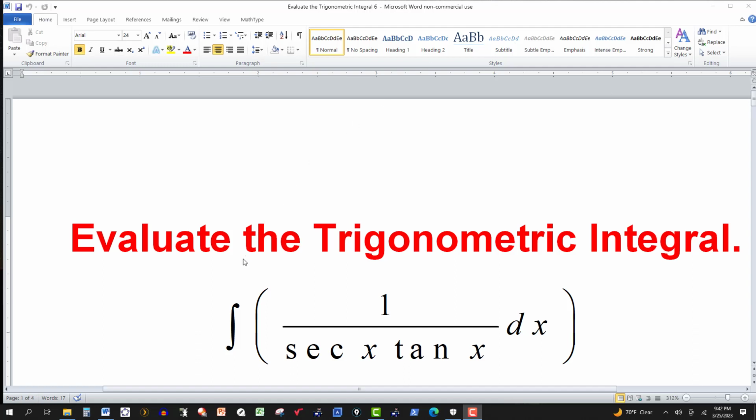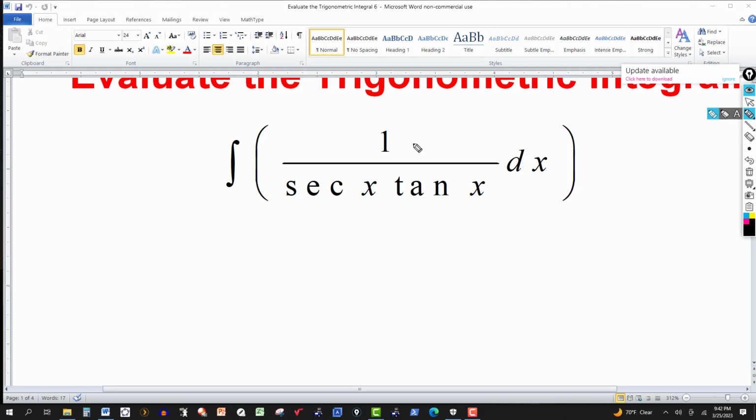In this video we have another trigonometric integral to evaluate. I'm going to rewrite this: 1 over secant of x, tangent of x. And as usual, if you want to pause the video and try it yourself, feel free to do so.